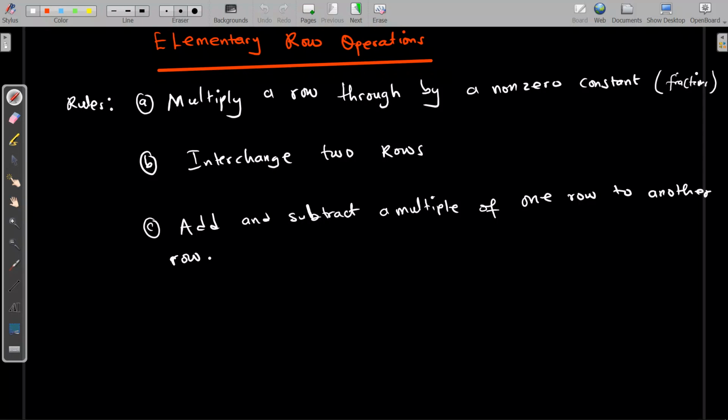Welcome to this study of lessons through linear algebra. This lesson will take you through elementary row operations and some things you're supposed to know.